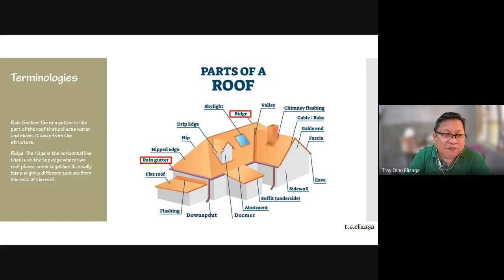Okay, so rain gutter. The rain gutter is the part of the roof that collects water and moves it away from the structure. We already mentioned that earlier. We sometimes just simply call it gutter, not rain gutter. Ridge is the horizontal line at the top edge where two roof planes come together. So it's at the summit. You have two angled surfaces, and their connection at the top is the ridge. Okay, it usually has a slightly different texture from the rest of the roof. I don't know what that means.